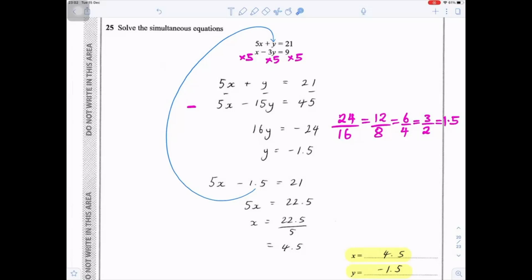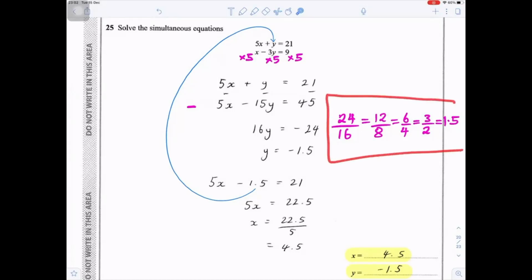Now, we want to find the inverse of 16y. We want to find 16 times y. So you take times 16 to the other side, it becomes divide by 16. So minus 24 divided by 16. This is how you do 24 divided by 16.